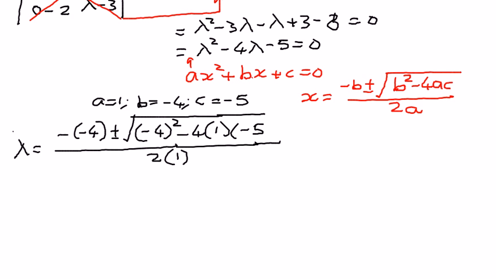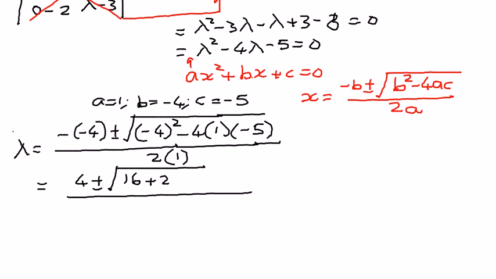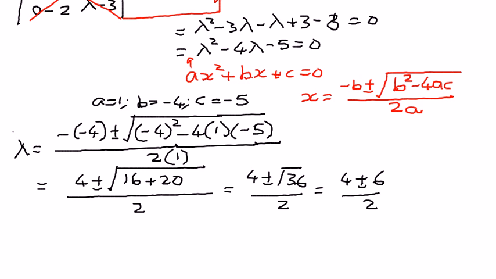We will simplify the math in here, and it simplifies as follows. This is going to be positive 4 plus or minus the square root of -4 squared, which is positive 16, and then -4 times -5, which is positive 20, the whole thing divided by 2. Therefore, we can simplify this to 4 plus or minus the square root of 36, divided by 2. Therefore this is going to be 4 plus or minus 6 divided by 2, because the square root of 36 is 6.